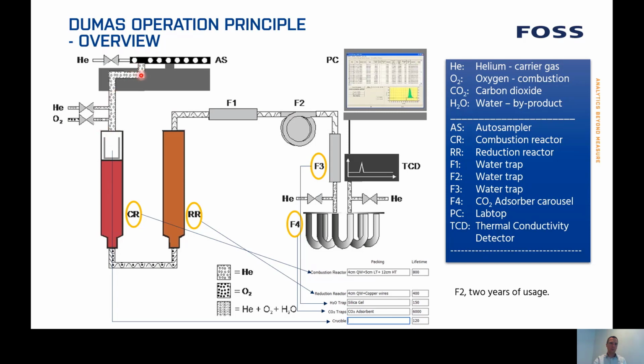But as mentioned before, the sample will drop down here, be combusted, and then the gas flow is like this, going through the different systems. The water trap here is a condenser. This is the F2, this is a permeabilizer, and the F3 is a silica gel that needs to be replaced.